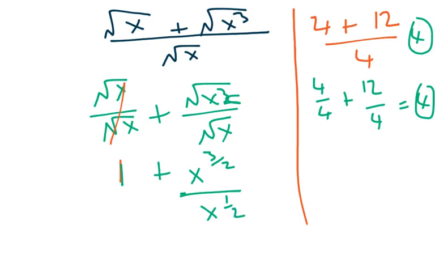When we are dividing powers, we subtract the indices. So the answer is going to be 1 plus x to the power of 1, because 3 over 2 minus 1 over 2 is 2 over 2, which is 1, so 1 plus x. So this is my answer here. Okay, hope that helped. Next one, we'll go on to the next question.